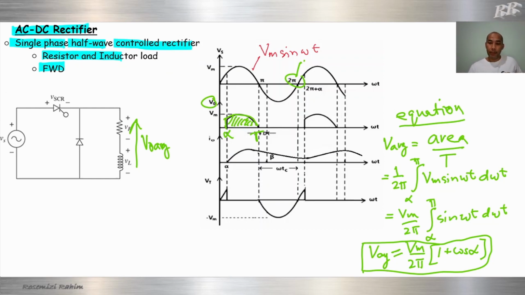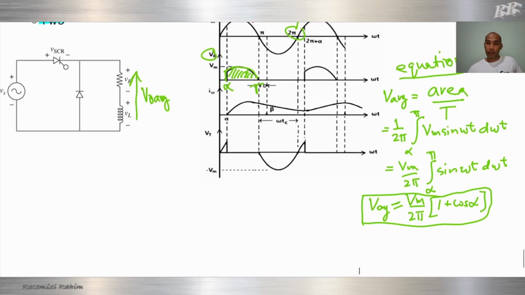For I average, we just take Vm over 2 pi times 1 plus cos alpha, divided by R. This is our R, so divide by R.